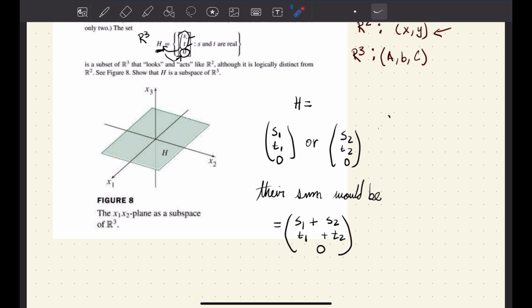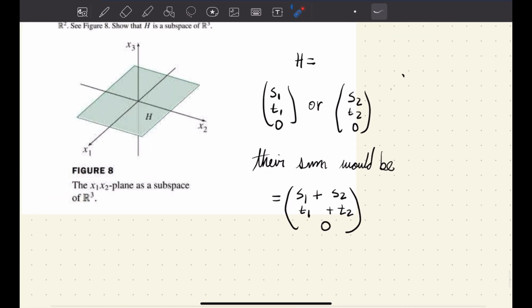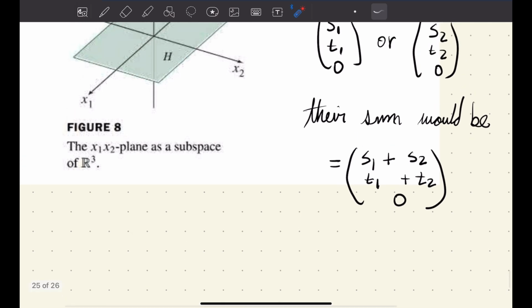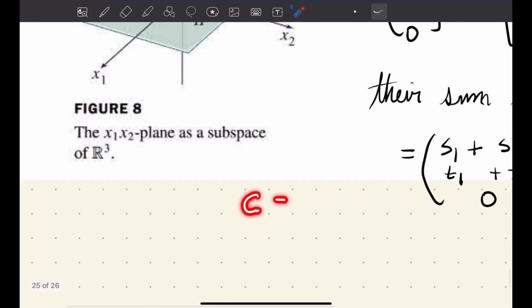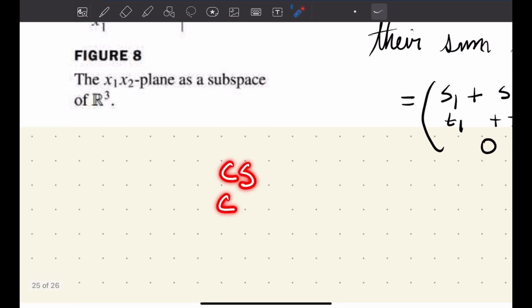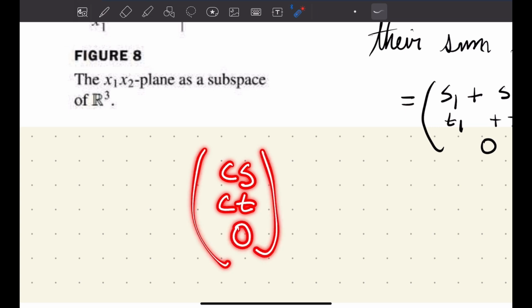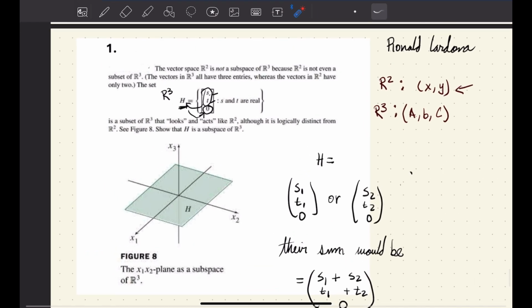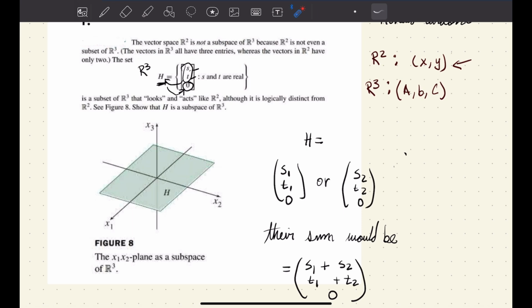We can also check closure under scalar multiplication, which is basically taking the product with any number. Let's say we have C, and then we also have these. You basically just multiply it, so you will have CS, CT, and 0. That will be the answer, which is still in H. So that's my explanation for question number one.